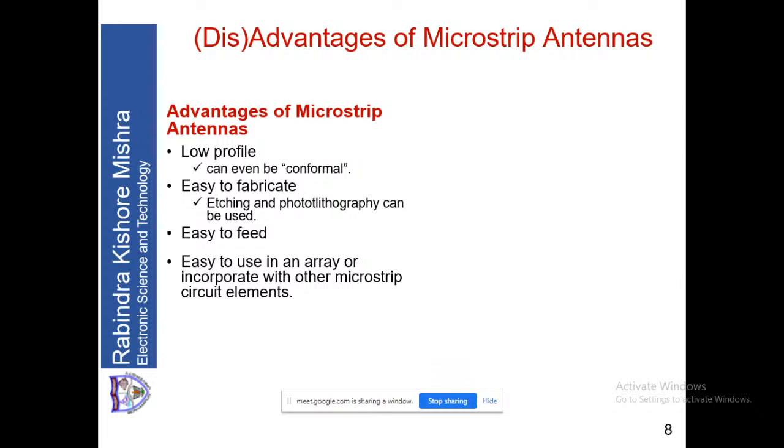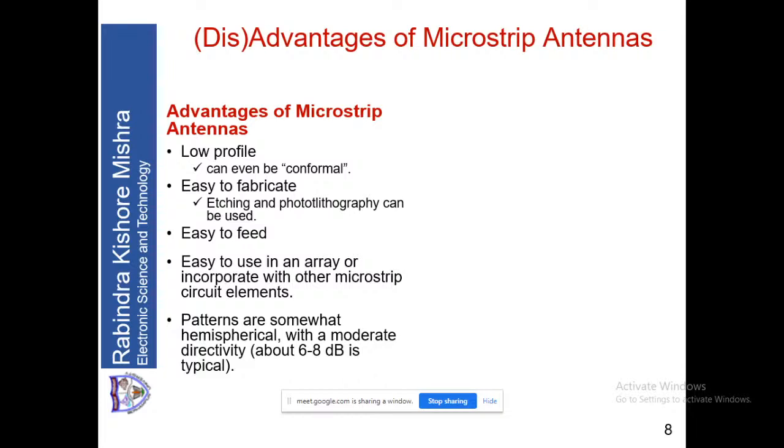Feed is very easy. Then easy to use in an array or incorporate with other microstrip elements in the circuit. If you have a PCB circuit, then on the PCB circuit you can design a microstrip antenna. There will be other circuits and there will be the antenna, as you can see in your mobile phones. Mobile phone PCB has other circuits and the microstrip antennas. So you can have circuits and antennas put together in one PCB. That is another advantage.